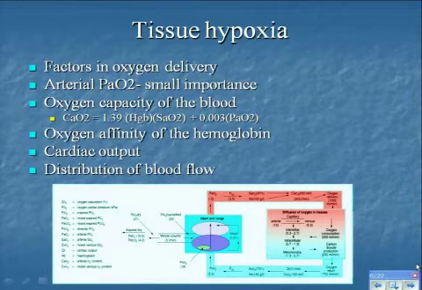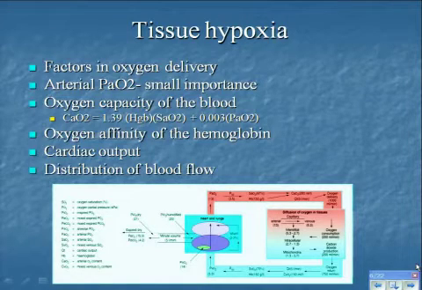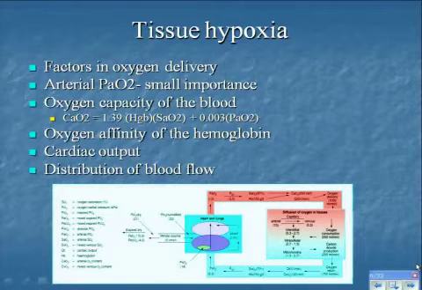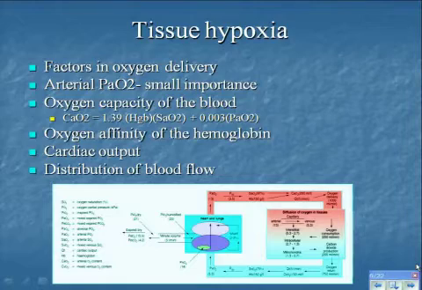Of course, tissue hypoxia can also be due to oxygen affinity to hemoglobin. Sometimes the hemoglobin will have too much binding of oxygen and won't release it. Yes? Shift to the right would actually be what you want.